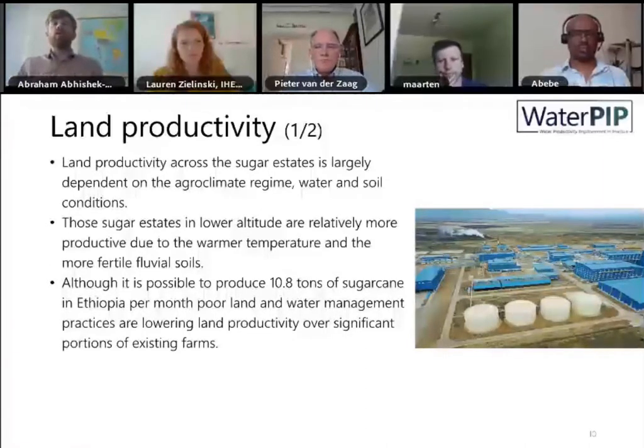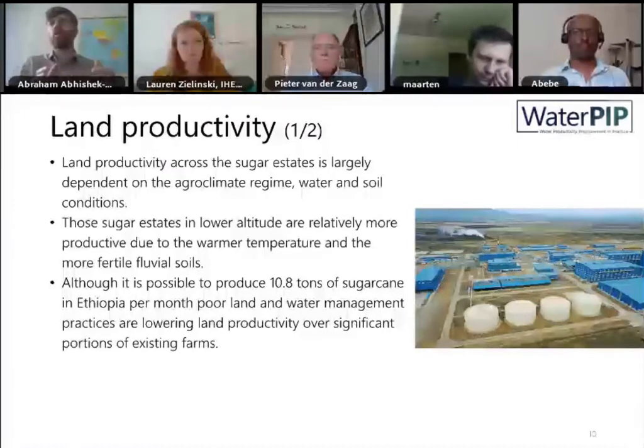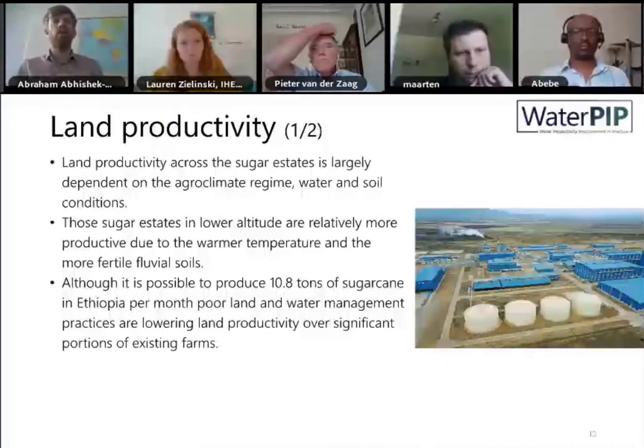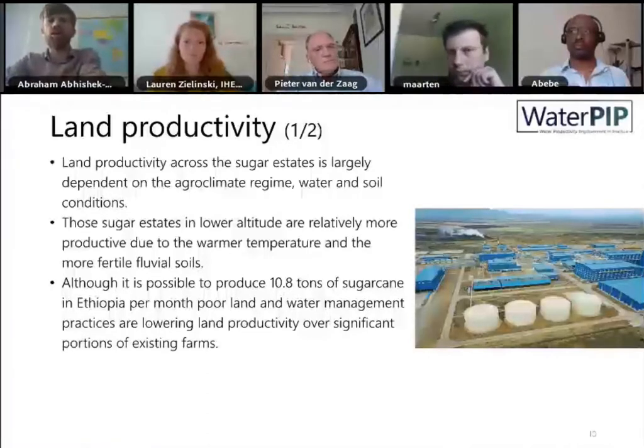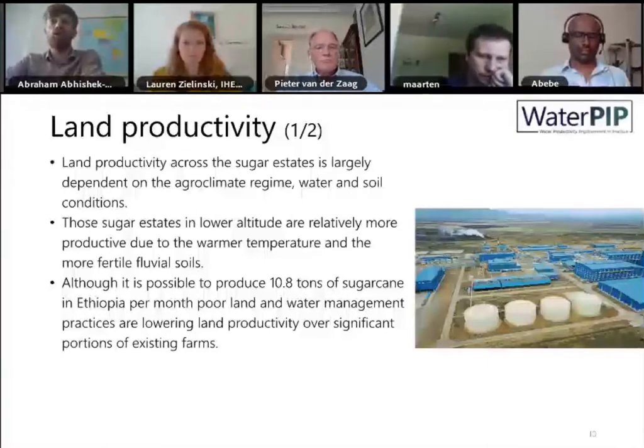Land productivity itself is dependent, within Ethiopia, on the agroclimate regimes. Within Ethiopia, there are obviously different agroclimatic zones. This affects the length of cropping periods, also the different water and soil conditions. And with that, the sugar estates in lower altitudes are relatively more productive due to warmer temperature and more fertile fluvial soils, right, in the plains of various rivers. Although it is possible to produce, referring back to the figures on the previous slide, between 9 and 11 tons of sugarcane per month, poor land and water management practices are lowering land productivity over a significant portion of the current farms.